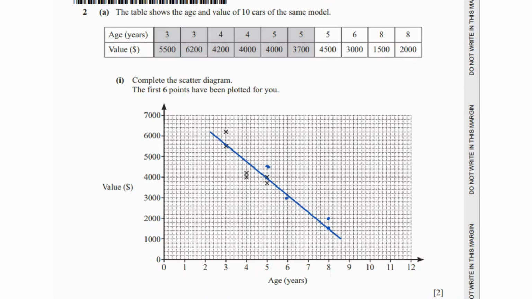So now we have to find the value of the car at 7 years. So we draw a line from 7. That's giving me 2,200. So a line drawn from 7 is giving me a value of $2,200.